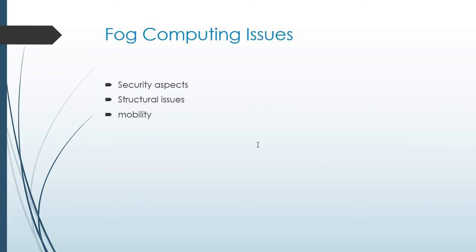Fog computing also has some issues. These are just some of them, and I'm going to be talking about the mobility issues. Of course, it has security aspects and structural issues, because this fog is actually a network of routers, switches, and computing devices near to your IoT device. We need to have the structure around you. So I'm going to be talking about mobility.